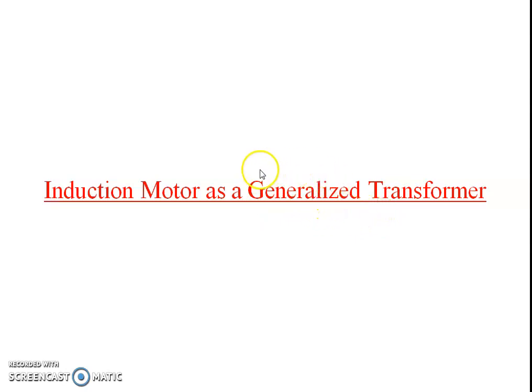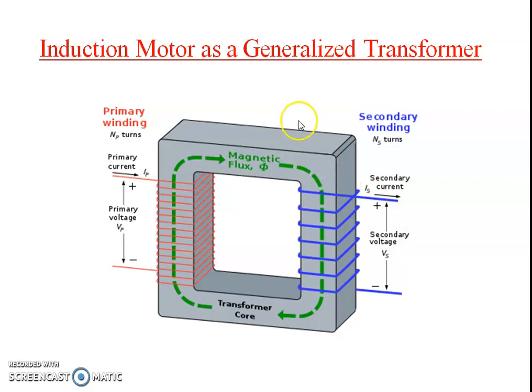Generalized means a general transformer, a common transformer. So for this lecture we are going to see the similarities between the induction motor and the transformer. As we know, for a transformer we have two windings. We call them the primary winding and the secondary winding. There are two sides, and this is nothing but the transformer core.